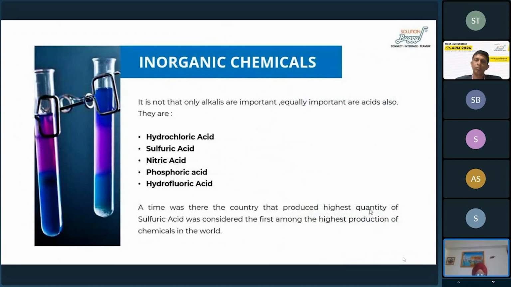Whether it is any industry, dyes intermediate also requires sulfuric acid, nitric acid. For phosphate industries, phosphoric acid is required. Hydrofluoric acid is required for, you say, Teflon making.